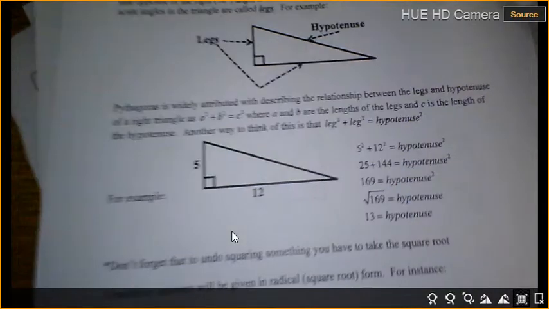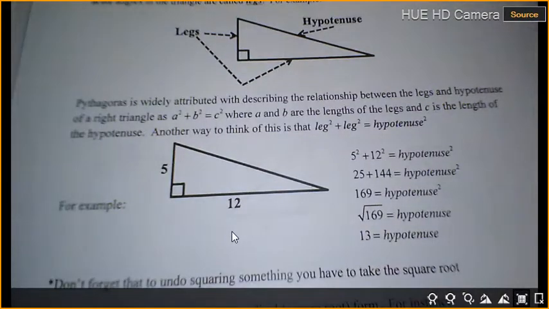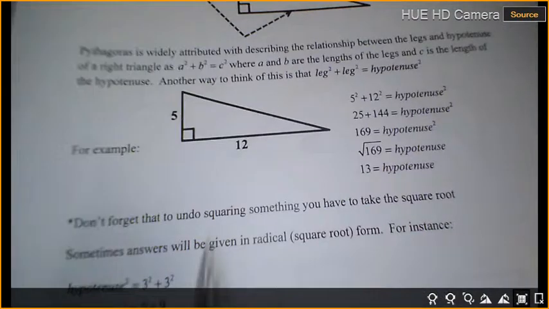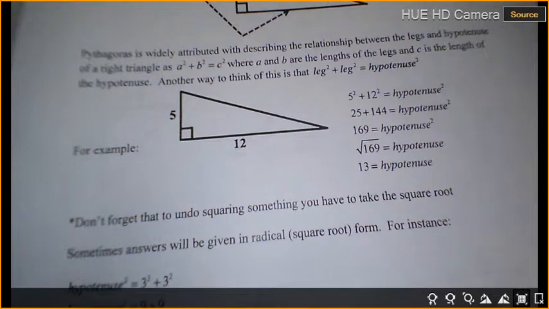I'm going to move this in a little bit. Move this out of the way. There we go. All right. So 169 equals hypotenuse squared, square root, we get 13. Don't forget that to undo squaring something, you have to take the square root.